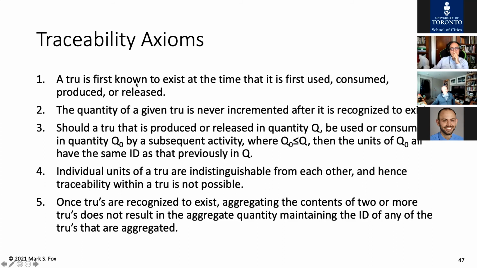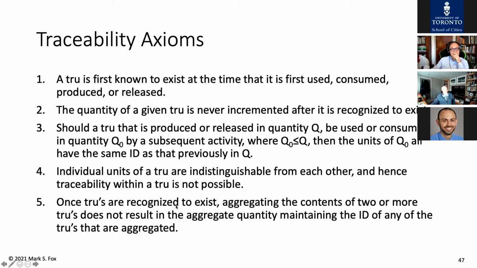A traceable resource unit is first known to exist at the time that it is first used, consumed, produced, or released. The quantity is never incremented after it is recognized to exist. So a traceable resource unit never increases in amount. It only stays the same or decreases in amount. And there's a set of other axioms in here. Individual units of a traceable resource unit are indistinguishable from each other. Hence, traceability within the TRU is not possible.